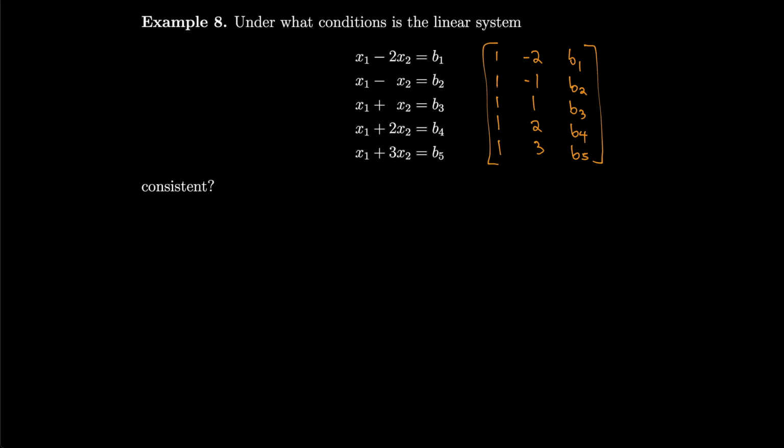Okay, so let's start reducing that. Let's get zeros over here. By subtracting off, I'll get 1, minus 2, B1, I'll get 0, 1, B2 minus B1, I'll get 0, 3, B3 minus B1, I'll get 0, 4, B4 minus B1, and I'll get 0, 5, B5 minus B1.